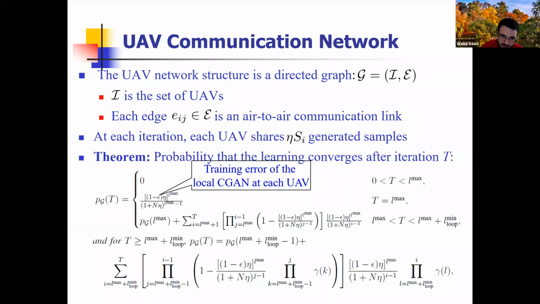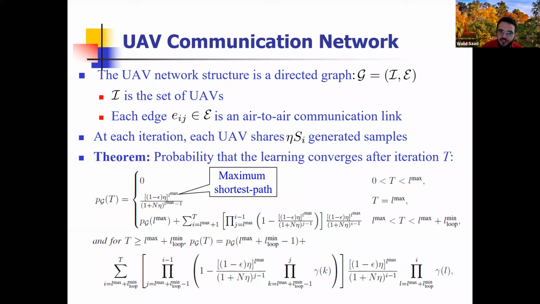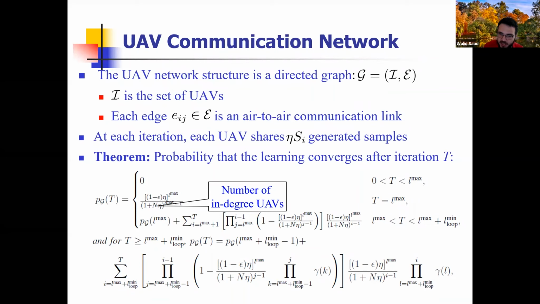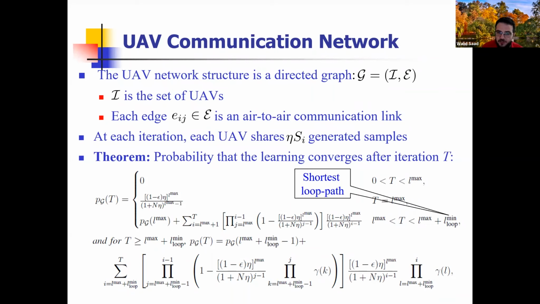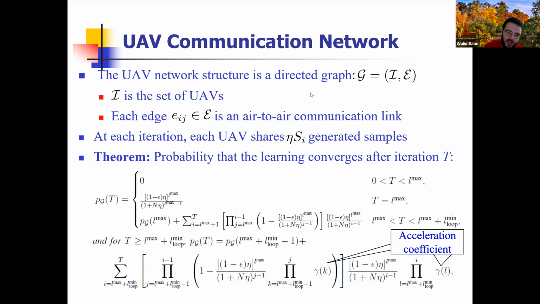And then it becomes a function of epsilon, which is the local training error, an upper bound on the local training error. It's also a function of this Lmax, the maximum shortest path. It's also a function of the number of n-degree UAVs, because again, it's a graph. And it's also a function of this shortest loop path, which goes from a given UAV back to itself. At some point, this appears in the proof we were doing for this. And then at the end, it seems that when you're above this Lmax plus Lmin loop, then your convergence is faster, but this comes at the expense of a larger convergence time. So the probability of converging is faster, but you have a larger convergence time.